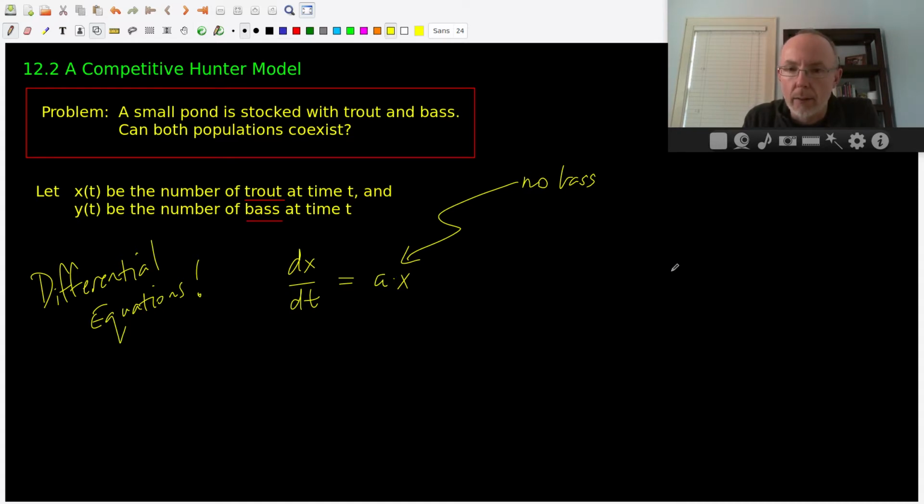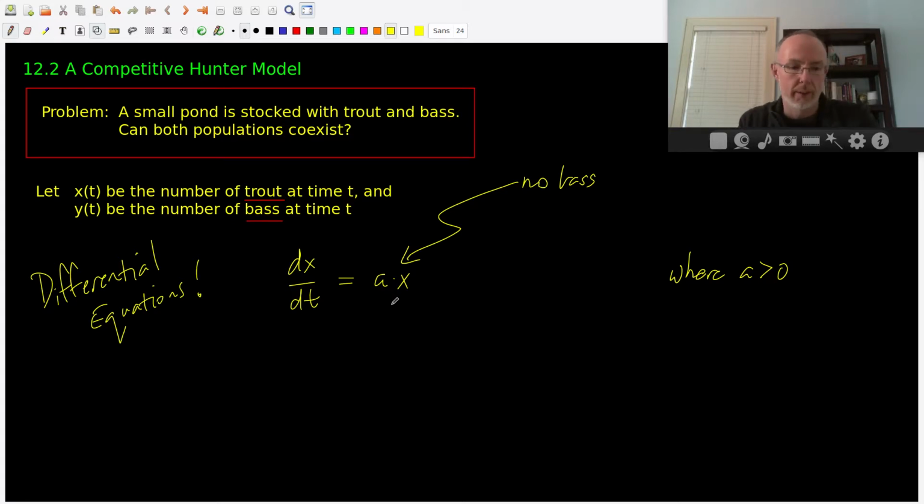And just to be clear, I'm going to take A to be greater than 0, because I'm going to assume that when there are no bass around, the trout are just going to feed and they're going to breed, and so over time the number of trout will grow. And A is that fractional growth rate that we've talked about many times before.